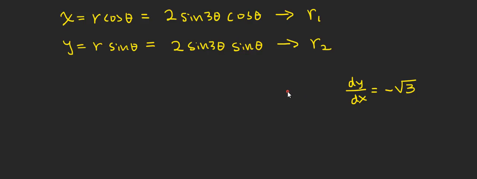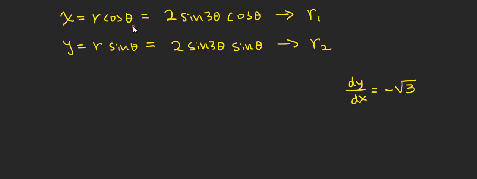So here we have the polar curve, and this is the equation of the tangent line when theta is pi over 6. Now there is a way to find the slope using a graphing calculator, so I'm going to show you how to do that. Now notice dy over dx was negative radical 3.